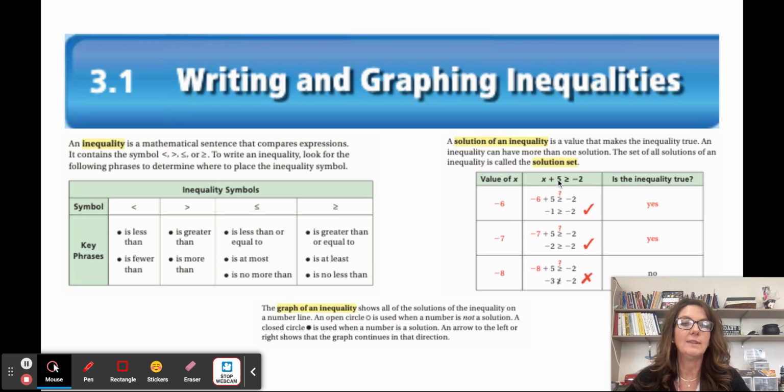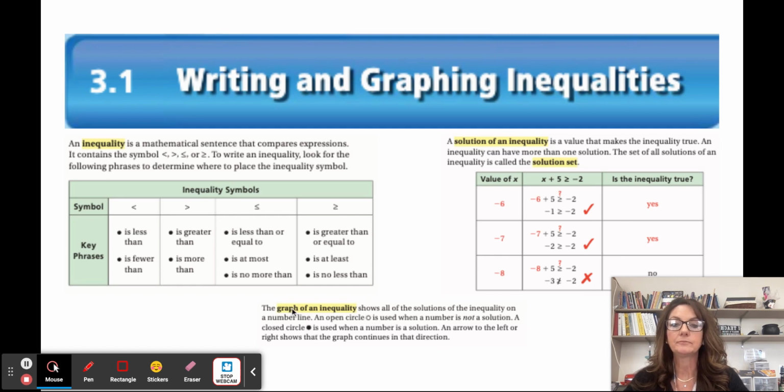So if you look at this table to the right, if the value of x is -6, you could substitute that in and solve. Is -1 greater than or equal to -2? And it is. When you substitute in -7, you get -2 is greater than or equal to -2, and you can see that it makes the inequality true. So yes, -7 is a solution. But what about -8? When you result with -3 greater than or equal to -2, it's not true, so that's not part of the solution set. So those are going to be the things that we'll be testing out.